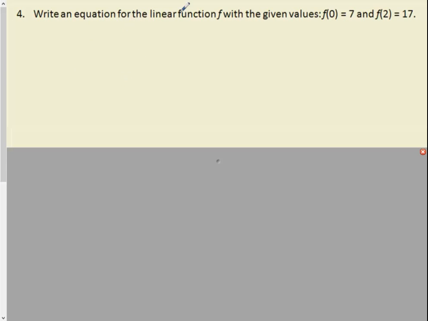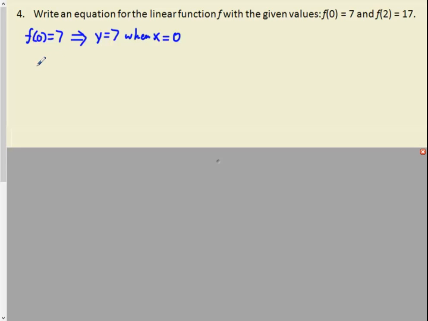Number 4, write an equation for the linear function f with the given values: f of 0 equals 7 and f of 2 equals 17. So this is just a little notation. When we say that f of 0 equals 7, what that means is y equals 7 when x equals 0. In other words, f of 0 means 0 is the input, and then the value of the function is the output at that point, which is 7.